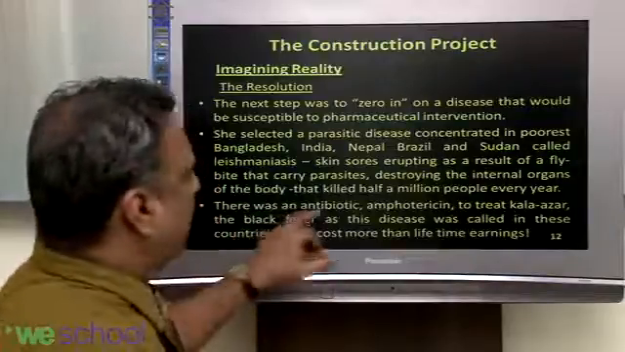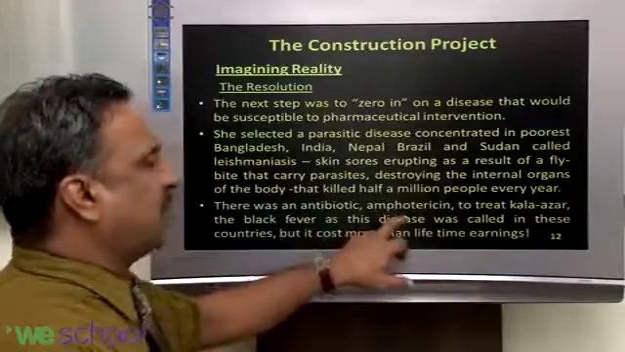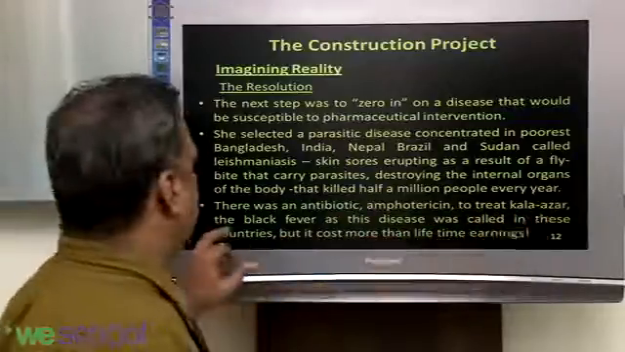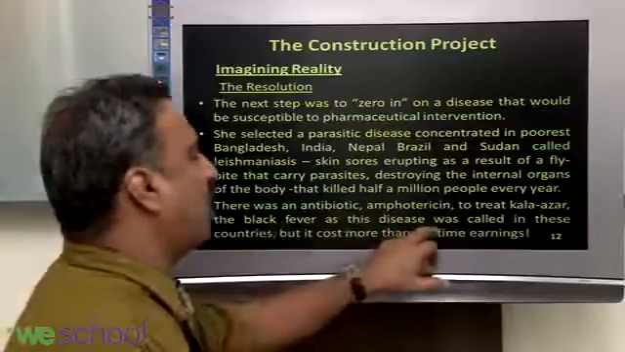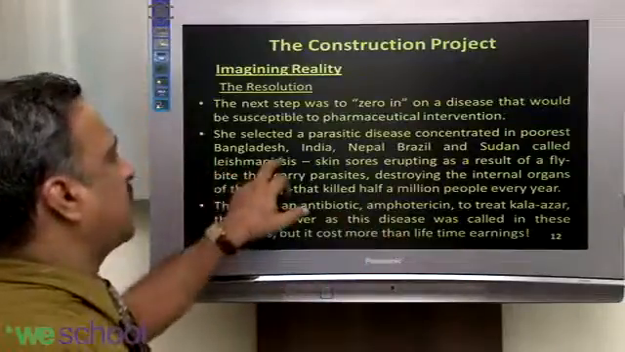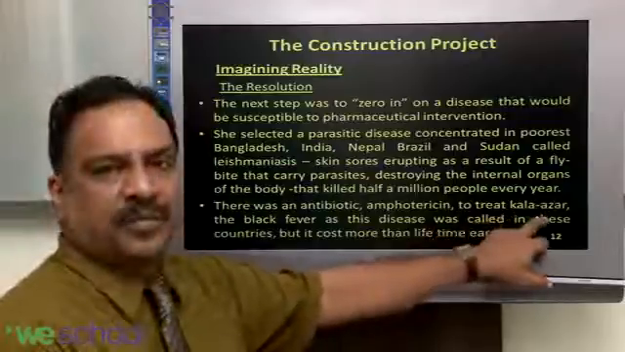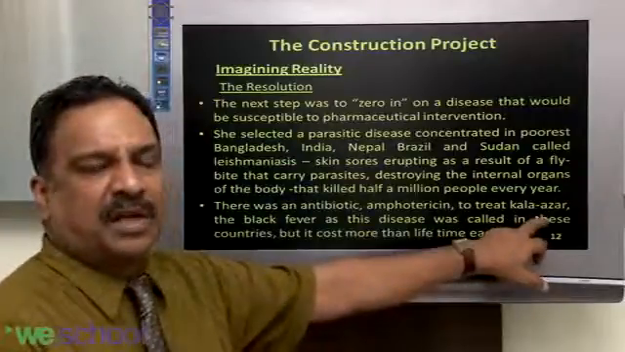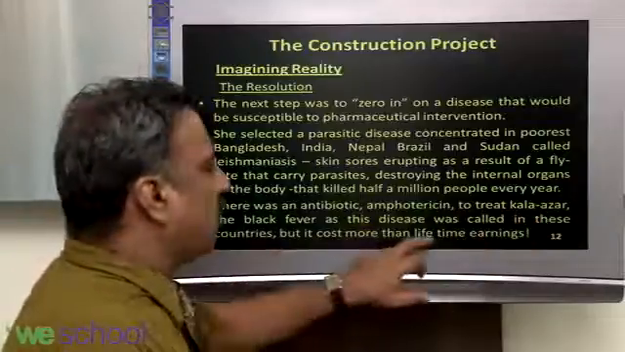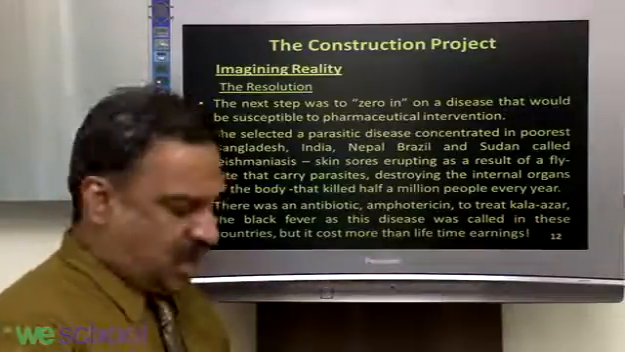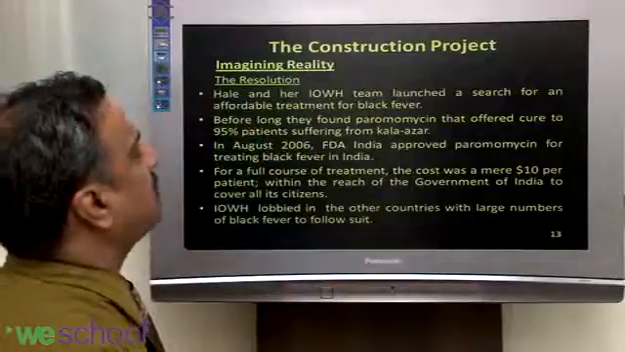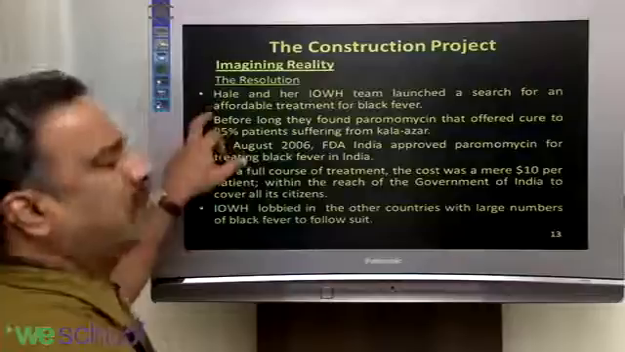There was an antibiotic, amphotericin, to kill Kala Azar. That's the name of the disease, the black fever, as this disease was called in these countries. So this name, leishmaniasis, is nothing other than Kala Azar. If you go to the interiors of India, they know this disease, they'll tell you what it is, right? But the treatment costs more than the lifetime earnings. Now, Hale and her IOWH team launched a search for an affordable treatment for black fever.